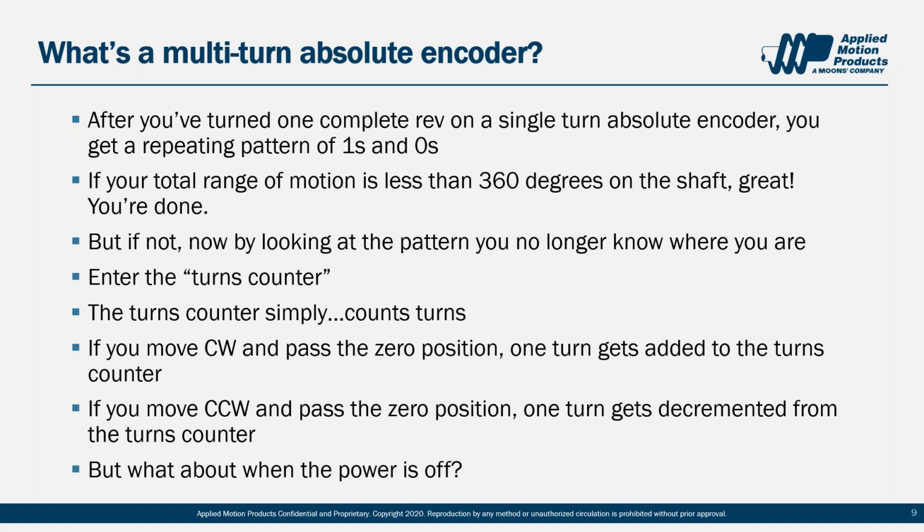So if you want the absolute position, you simply combine the single turn absolute position, which is the pattern of LEDs from the previous slide, with the value in the turns counter, and all of a sudden you have your real total distance traveled from your origin.